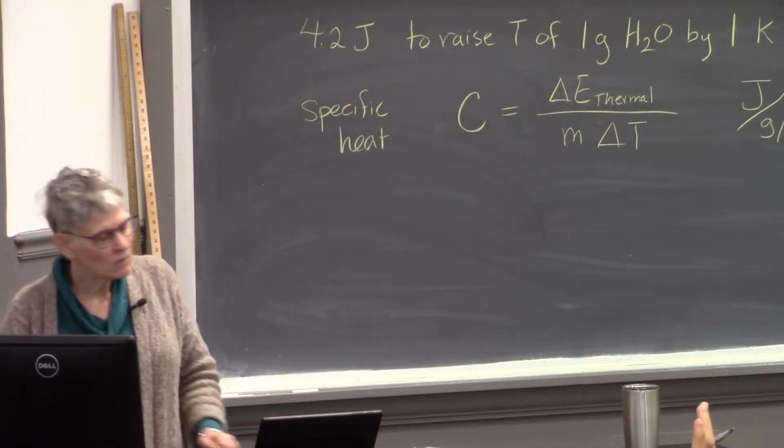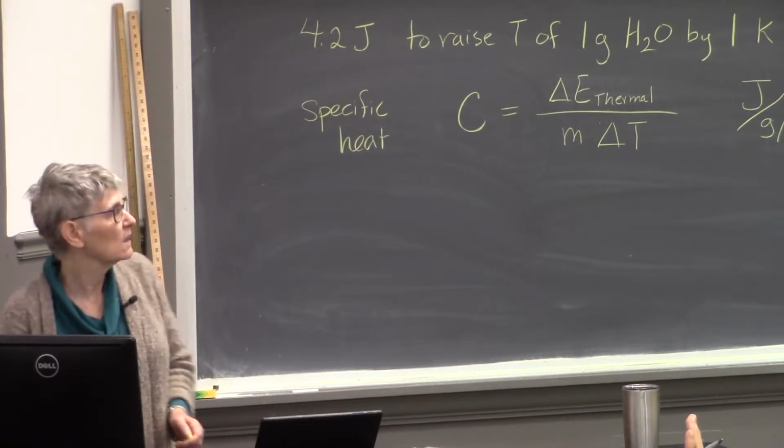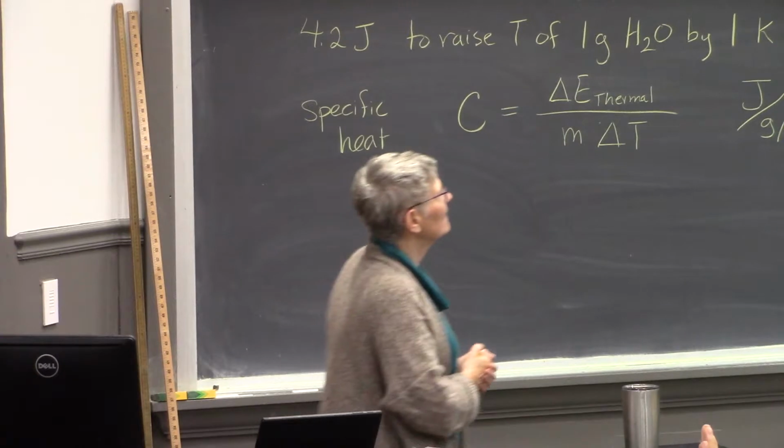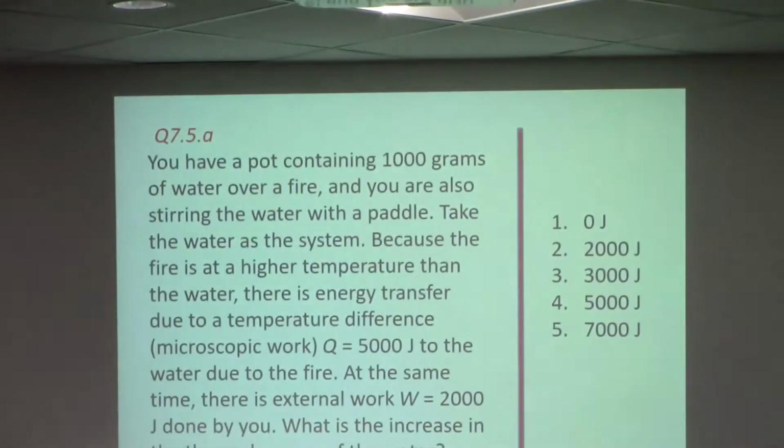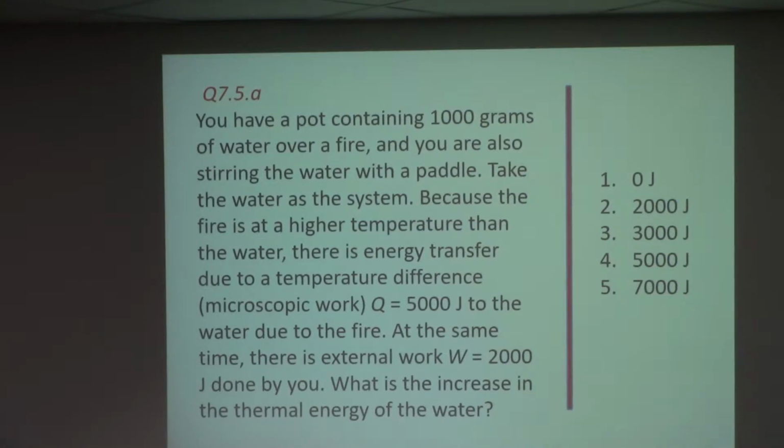Okay, so what we want is, we've got a pot that has 1,000 grams of water. You've got it over a campfire. You're also stirring the water with a paddle. So the water's the system. The fire's at a higher temperature than the water. There is this energy transfer due to a temperature difference, so that's a Q of 5,000 joules to the water due to the fire. At the same time, because you're stirring it, you're doing work on the water, so you do 2,000 joules of work. So what's the increase in the thermal energy of the water?